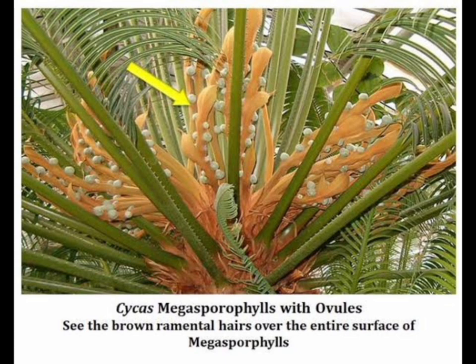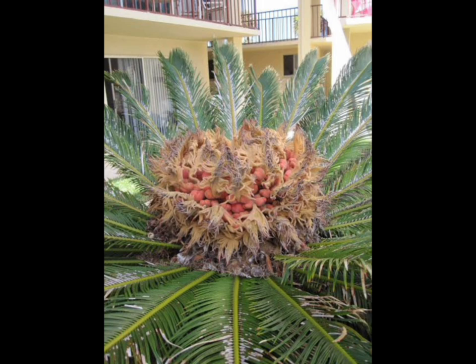The upper part is usually sterile, and the shape of the upper part varies from species to species. In the case of CYCAS revoluta, the upper part is dissected. And in the case of CYCAS rumphii, the upper part bears only short spines. So likewise, the different species of CYCAS show variation in the upper part of the megasporophyll. The middle portion of the megasporophyll is the fertile portion, and it bears ovules.